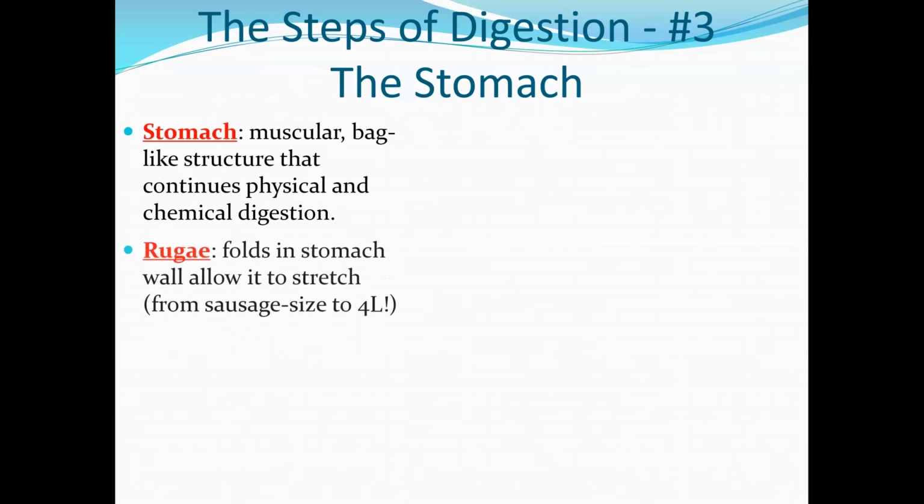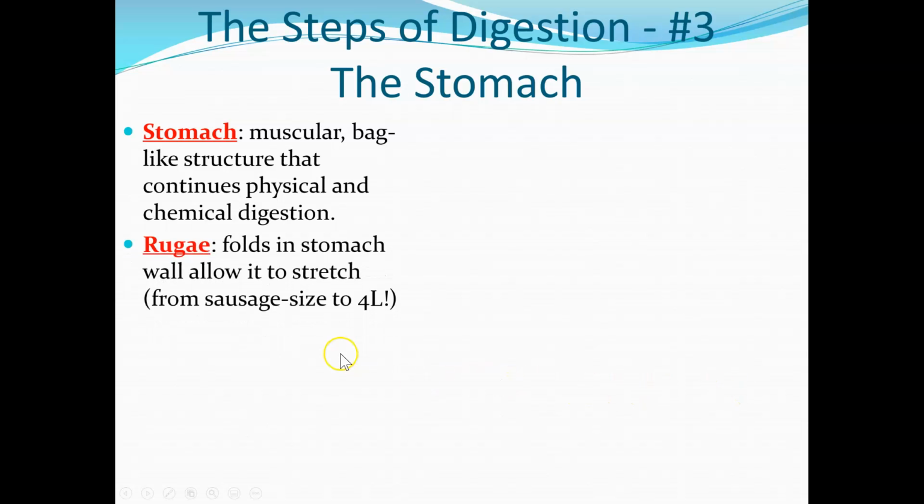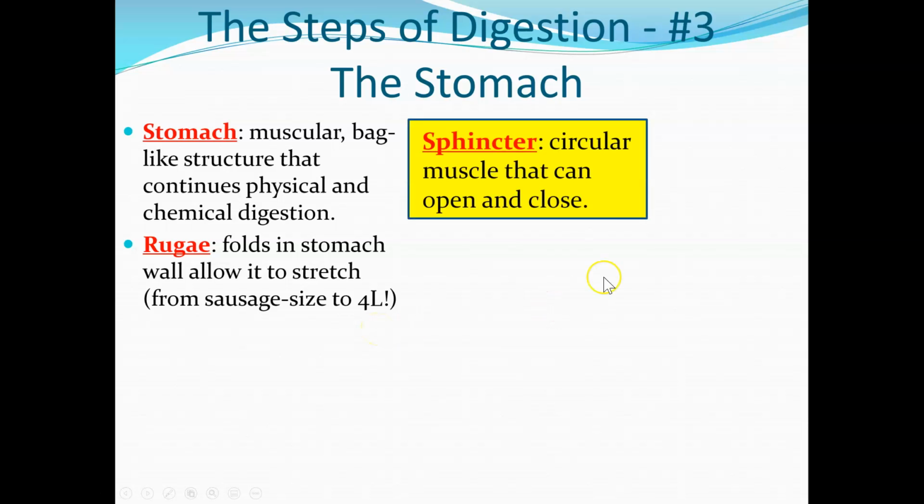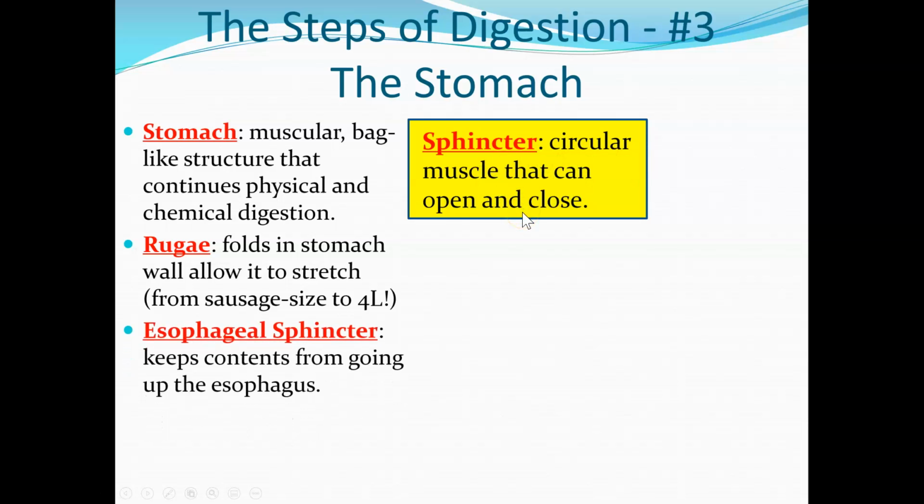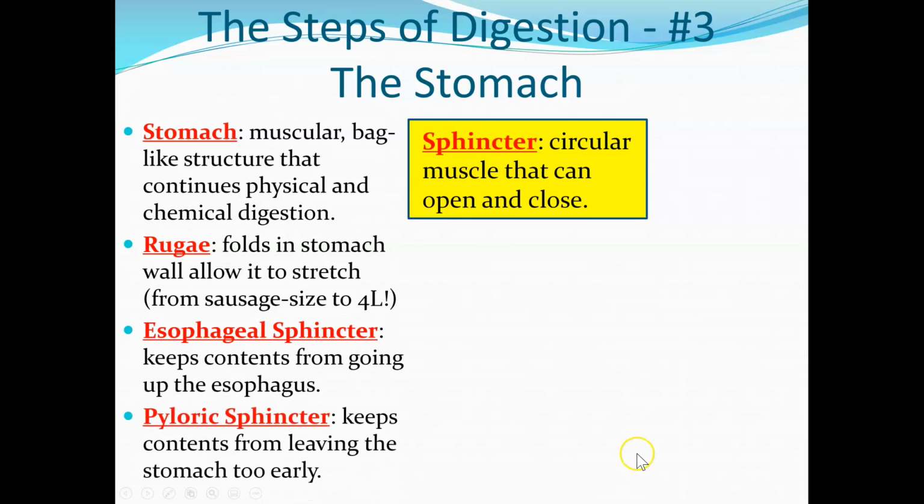So the stomach is basically a muscular bag-like structure that continues with physical and chemical digestion. And there's that sphincter, which is a circular muscle that can open and close. There's the esophageal sphincter, which controls the food entering the stomach from the esophagus. And then there's also the pyloric sphincter, which keeps the contents from leaving the stomach too early and entering the small intestine. So there are 2 major sphincters.